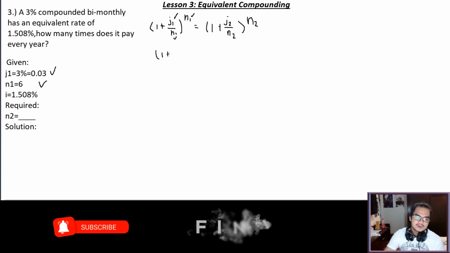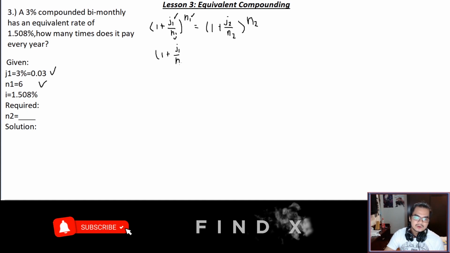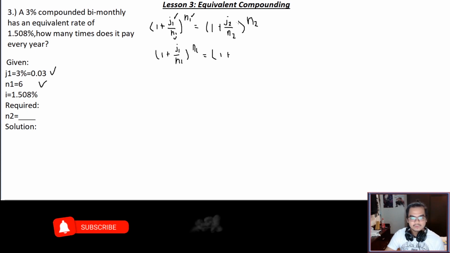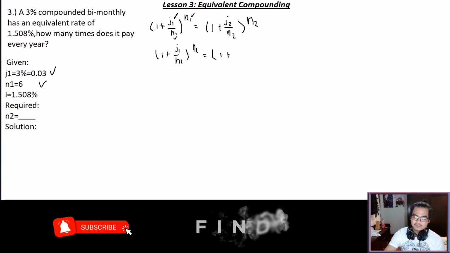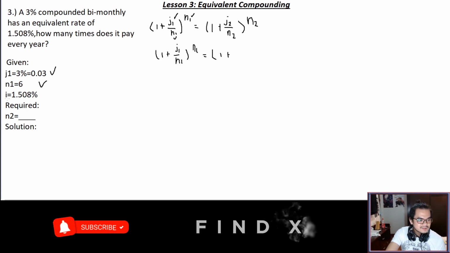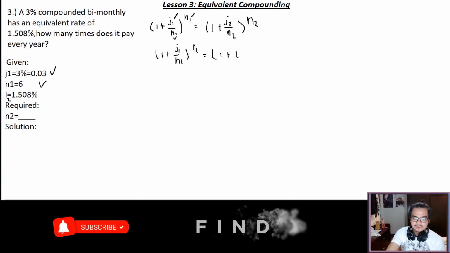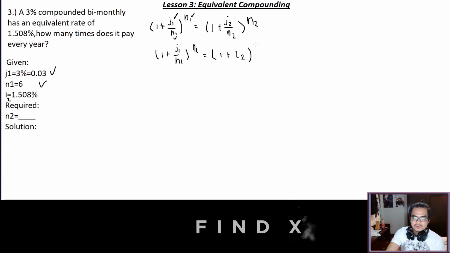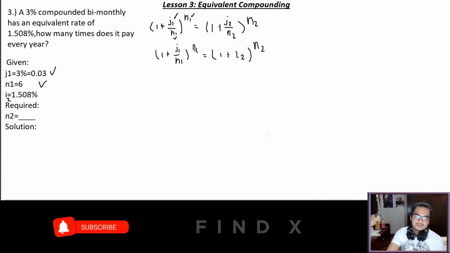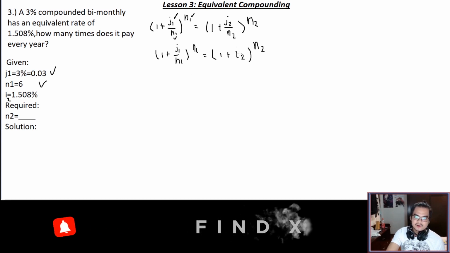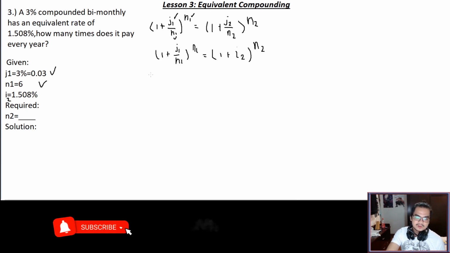Therefore, what I will do is 1 plus J1 over N1 raised to N1 equal to 1 plus, but we also know that J2 over N2 is also equal to our interest rate, right? So instead of I, let's just call this I2. So we can say that this is also equal to I2 raised to N2. So remember the relationship of interest rate to nominal rate. That's why it became I2. Okay, so let's substitute all the values.